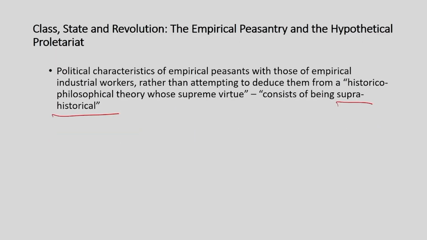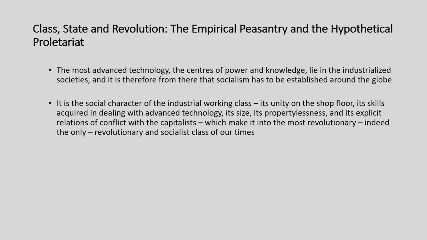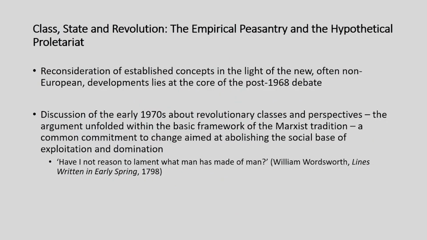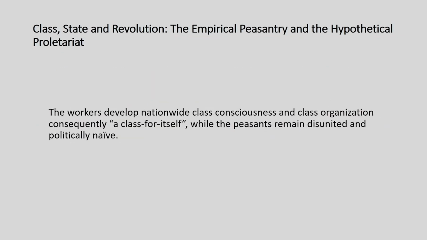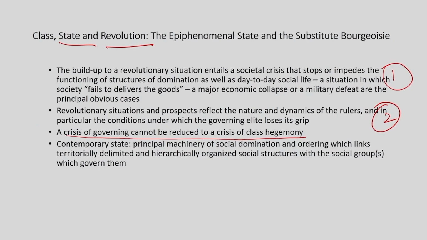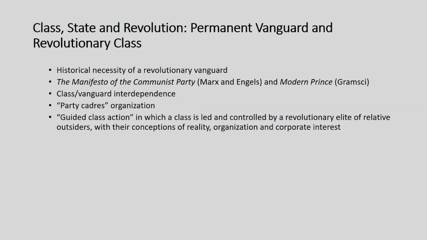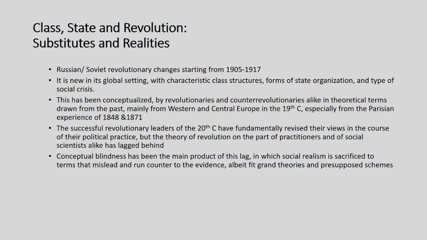Okay? That is what Saul tries to conclude, and we have come to the closure of the fifth week of this course. What we have discussed is his important contribution to the relationship between class, state and revolution through the empirical peasantry. It started with the political context, the empirical peasantry and the hypothetical proletariat, then model and context, then the epiphenomenal state and the substitute bourgeois, then class and classness, and then permanent vanguard and revolutionary class, and substitutes and realities.